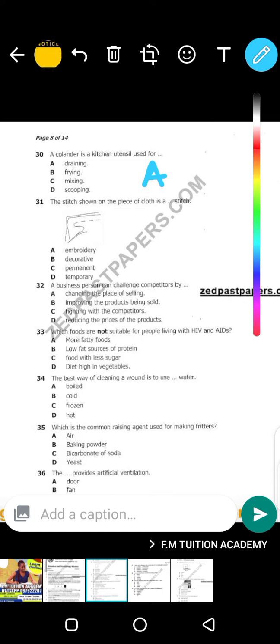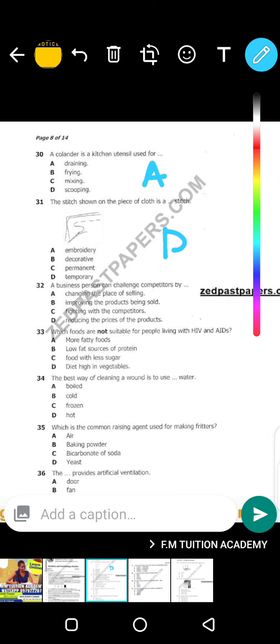32. The stitch shown on the piece of cloth is, look at this stitch, it is a temporal one. It is D, a temporal stitch.